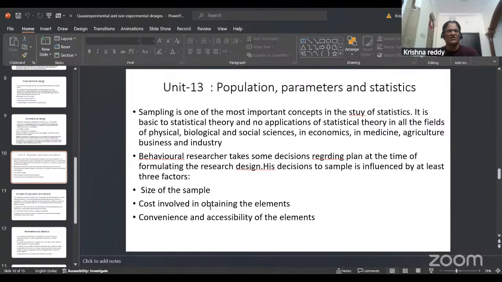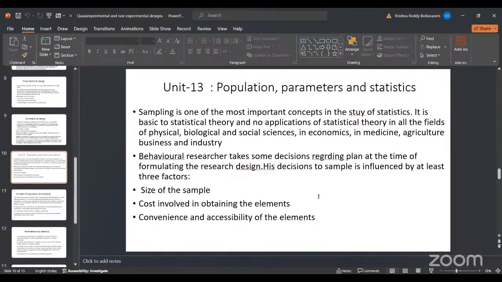So, based on these factors, the researcher has to sit and think. Am I able to reach all the participants? The time for my research is only 6 months. In these 6 months, how much sample can I fix? If I fix the sample, will I be able to get better results? Like this, he has to sit and then decide.